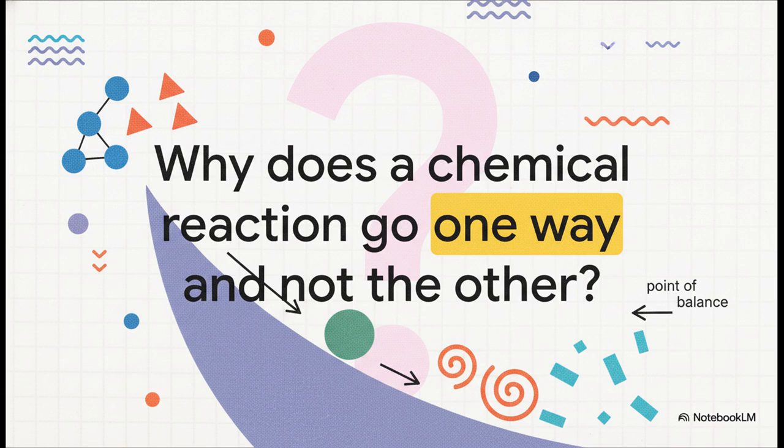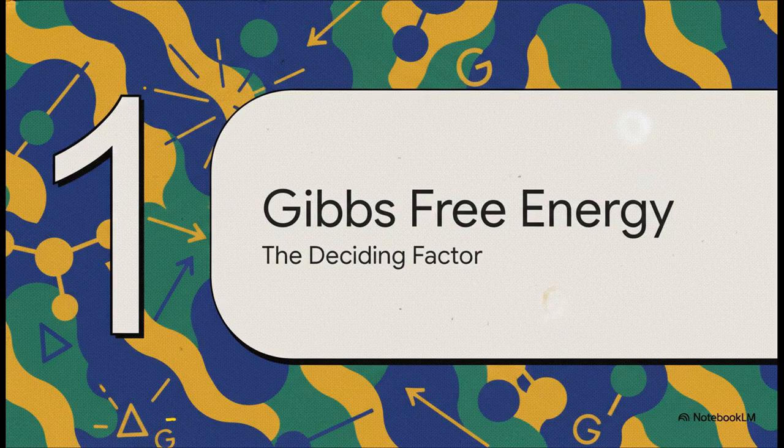So the big question for us is, how can we possibly predict which way that ball is going to roll? How do we know if a reaction will even happen at all? Okay, let's get into it.